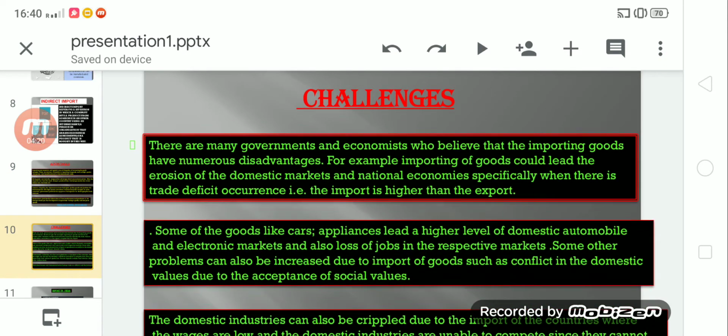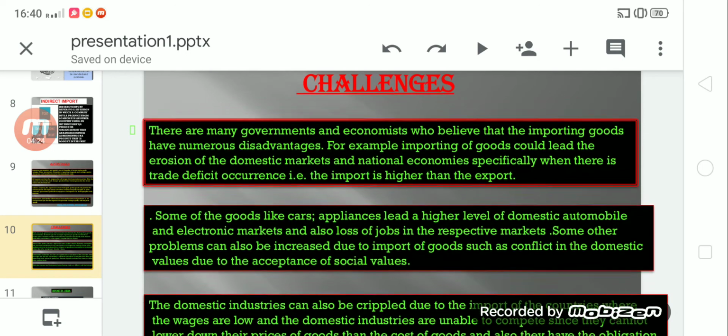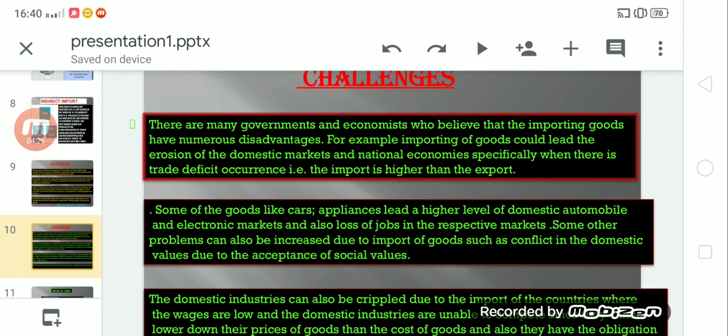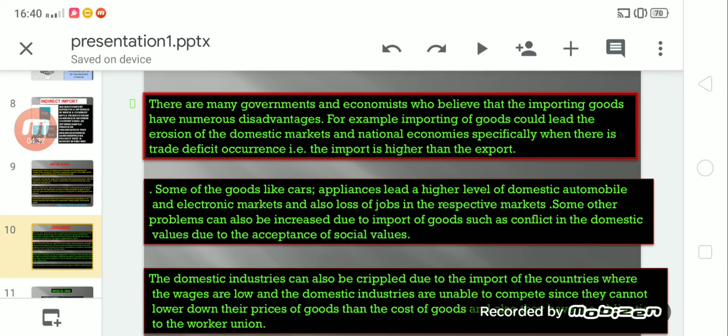Challenges. There are many governments and economists who believe that importing goods has numerous disadvantages. For example, importing of goods could lead to erosion of the domestic markets and national economies, especially when there is a trade deficit, where the import is higher than the export and a country is still importing. It means a lot of foreign currency will flow out of the country.